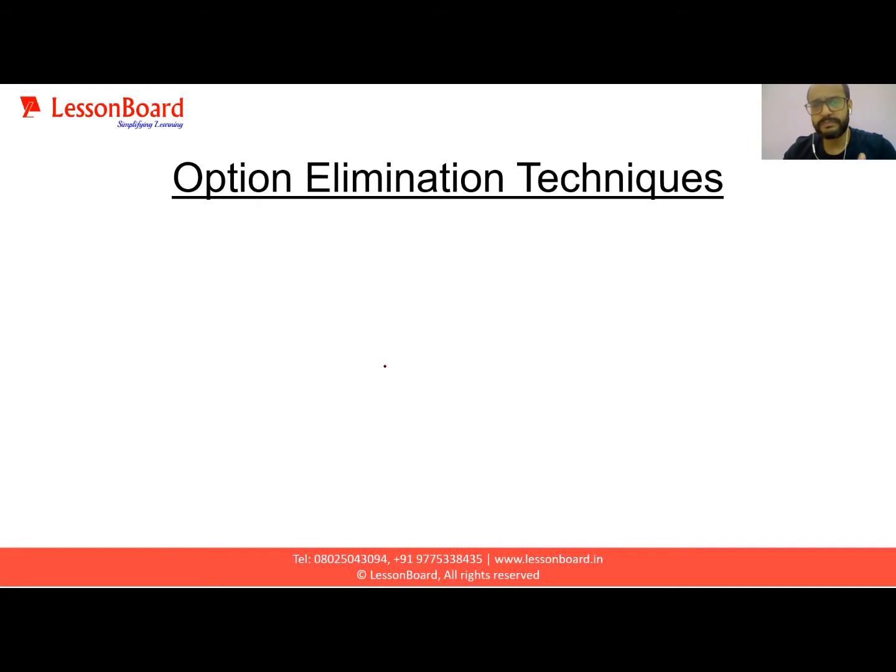Now these option elimination techniques are very interesting, as in you can easily use them to get to the right answer very fast. Or rather, I should say, the best answer and not the right answer. We'll discuss that in a while. So the first option elimination technique that we have in mind is off topic. So anything that's off topic would be incorrect.